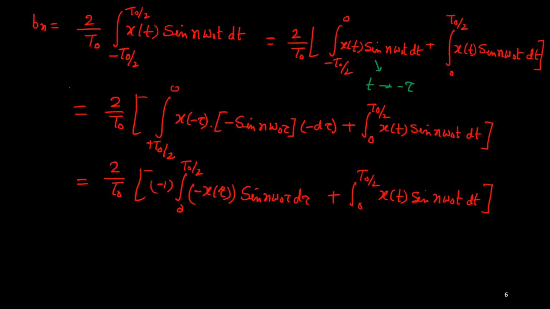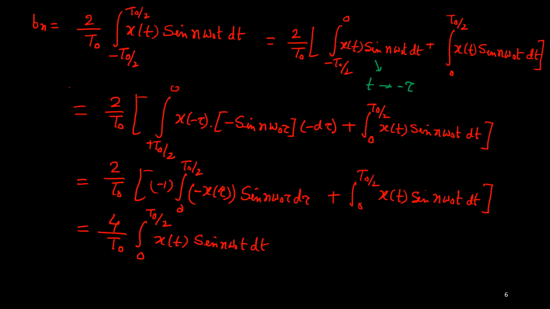Now again this minus minus plus. So this is plus, this is plus. So both are the same, no sign change. So it becomes double of this one. They're not cancelling, so it is double of this one. So I can consider 4 upon t naught and then only one integral, 0 to t naught upon 2 x of t sine of n omega naught t dt.